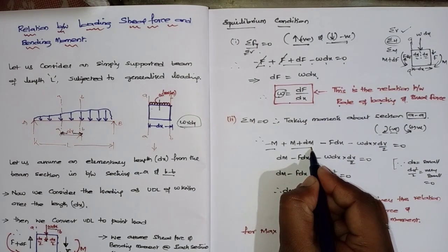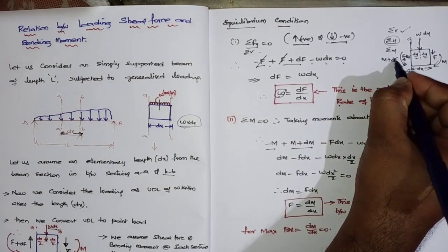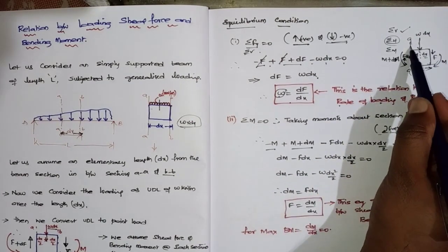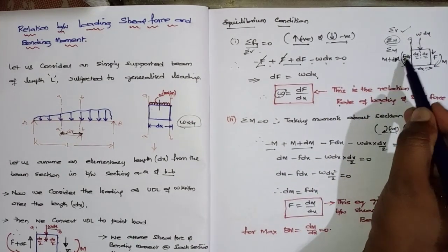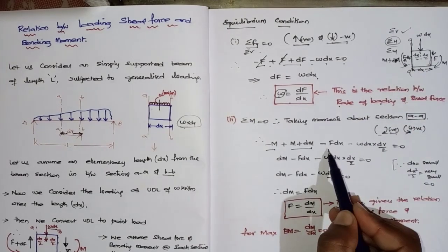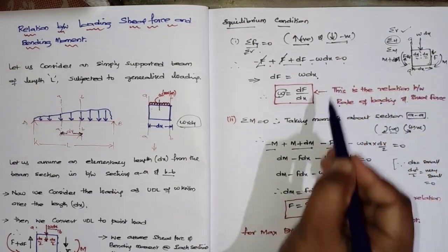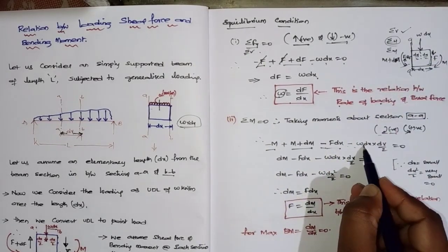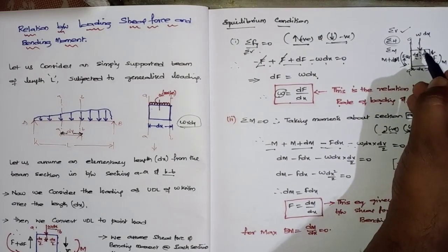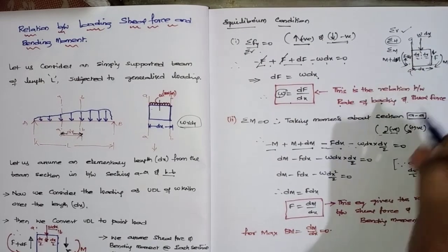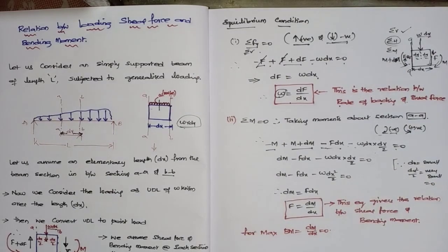M plus dM, dM, this is dM, minus. This will create... I am taking the section about this one because this force won't do any movement, but this one, F into dx, clockwise direction, so minus. Next, this one also minus w into x, but where it acts, w into dx by 2, which is equal to 0.